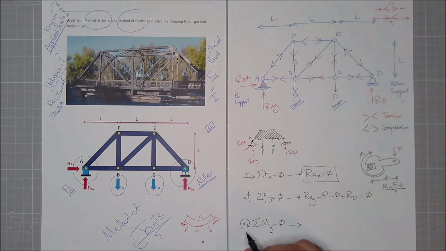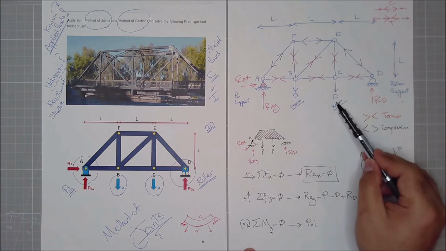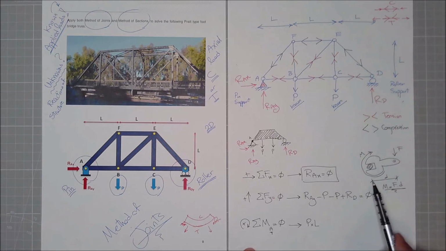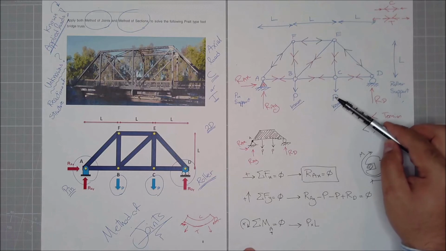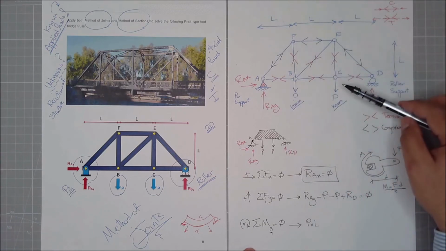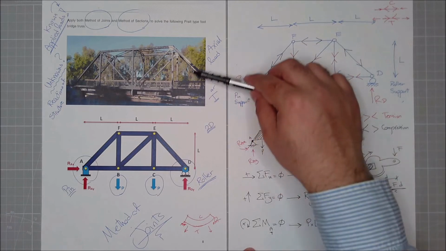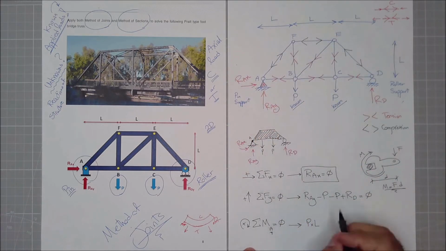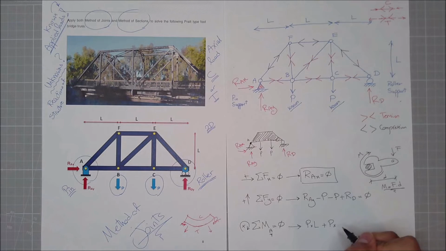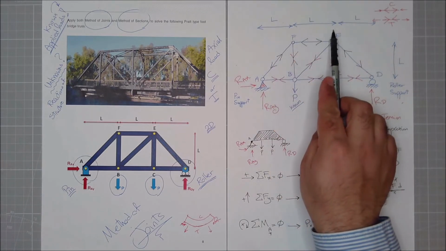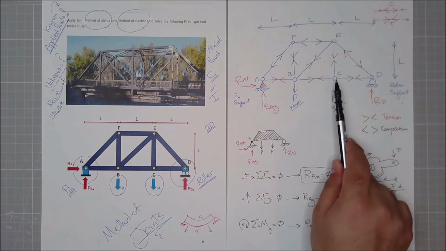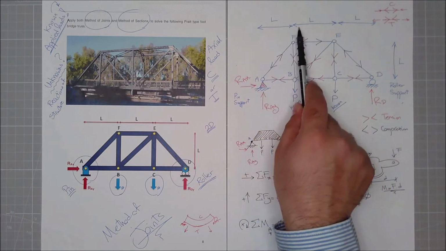My direction of positivity is clockwise as well, so it will be positive P times L. The same thing happens here as well, but this time, because the distance is bigger, I will have a bigger moment. It's the same force, and if I look with the center of A, I go around it, again, clockwise. So it's positive P times, now, why is it a bigger moment? Because the distance has doubled. So the distance of this point perpendicular to that point is 2L.